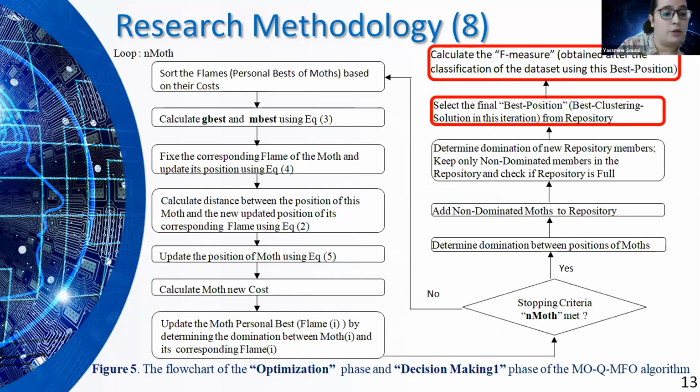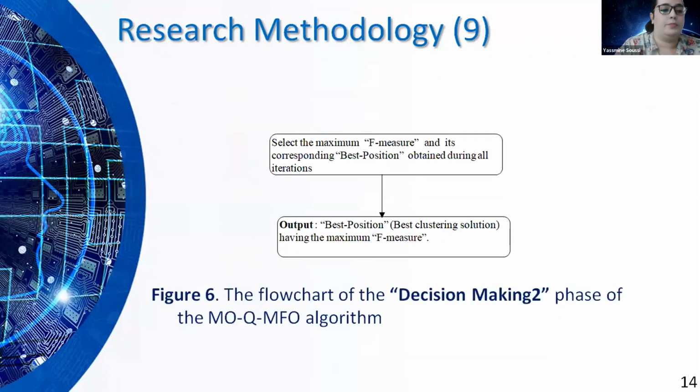The decision-making 1 phase, red blocks, consists in selecting the best position with the best cost in the Pareto set solution produced in each iteration. Then calculating the F measure obtained after the classification of the dataset using this best position, which represents the cluster center position. The decision-making 2 phase consists in selecting the best position with the best F measure in the set of measures produced at the end of iteration.